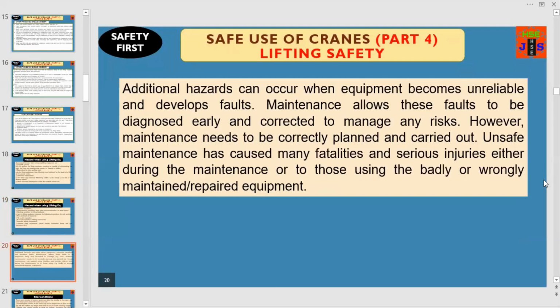There might be additional hazards. Additional hazards can occur when equipment becomes unreliable and develops faults. Maintenance allows these faults to be diagnosed early and corrected to manage any risks. Maintenance needs to be correctly planned and carried out. Unsafe maintenance has caused many fatalities and serious injuries, either during the maintenance or to those using the badly or wrongly maintained or repaired lifting equipment.